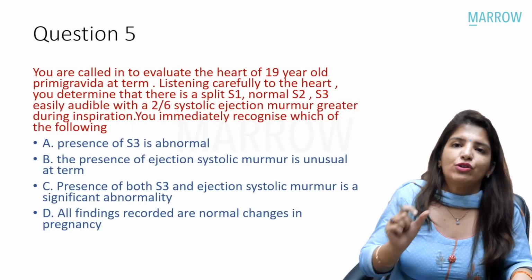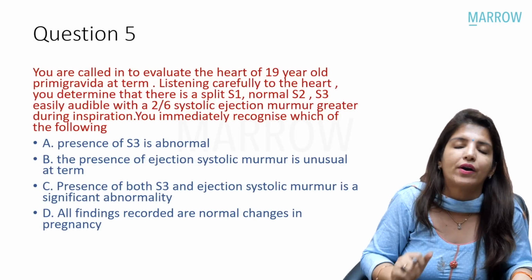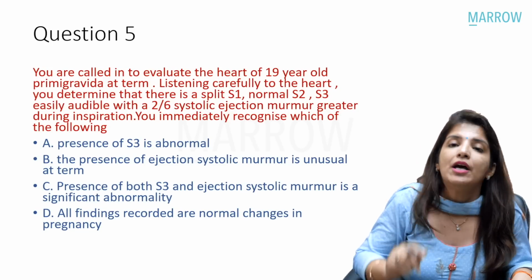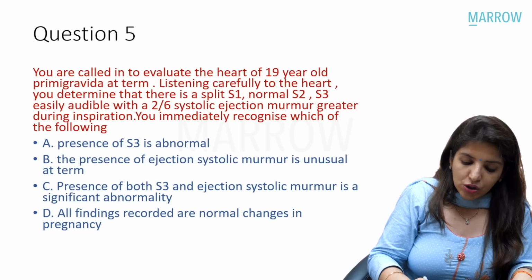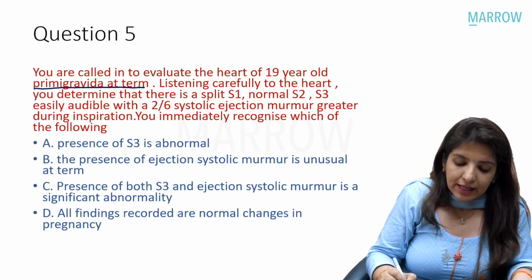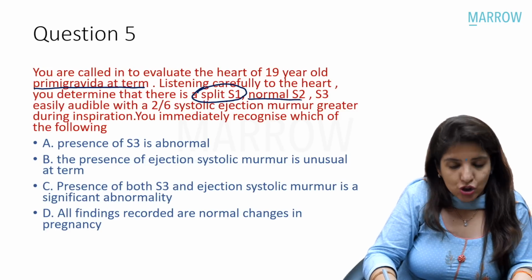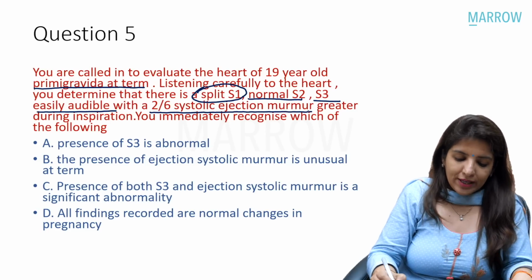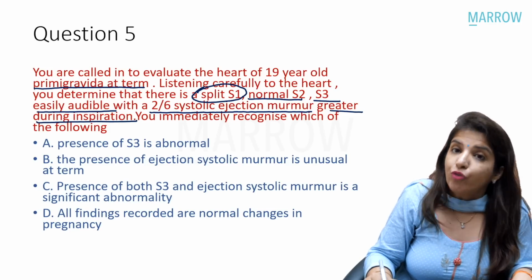Then question number 5. This question is about the cardiovascular changes which occur during pregnancy. For your MCI exam, maternal adaptations in pregnancy is a very, very important topic. Please do not forget to revise that topic before you go for your exams, right? So you are called in to evaluate the heart of a 19-year-old primigravida at term. Listening carefully to the heart, you determine that there is a split S1, normal S2, and S3 is easily audible, with a 2/6 ejection systolic murmur, which is greater during inspiration. You immediately recognize which of the following, right?